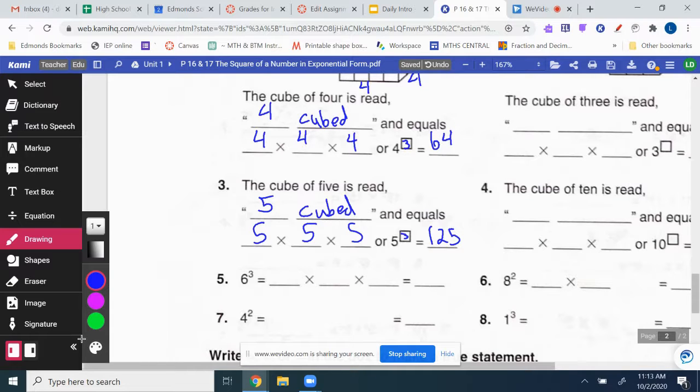Now, number 5, they want you to expand it out. They give you the exponent and the base. And that tells me I'm going to use 6 as my base, and I have to write it 3 times. 6 times 6 times 6. And I know 6 times 6 is 36. But what is 36 times 6? Well, that gives me 6. I carry my 3. 6 times 3 is 18, plus 3 is 21. 216. Number 7, they want you to write 4 times 4 times 4, and that gives me 64.